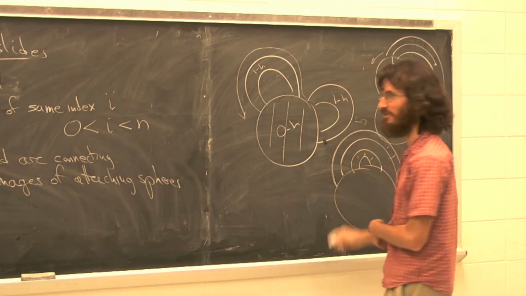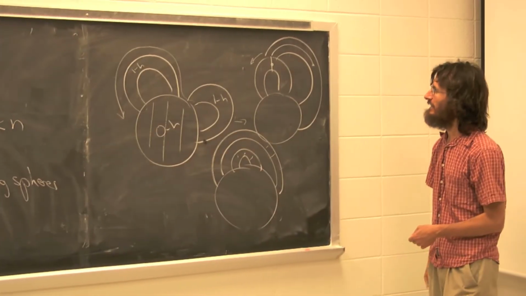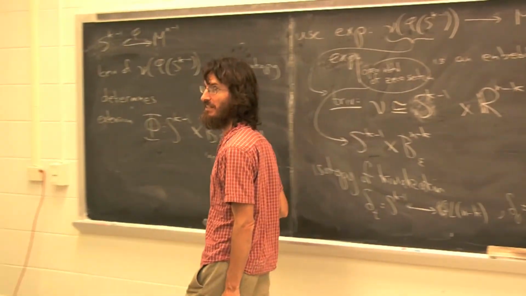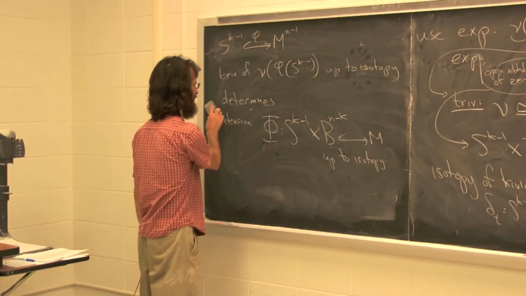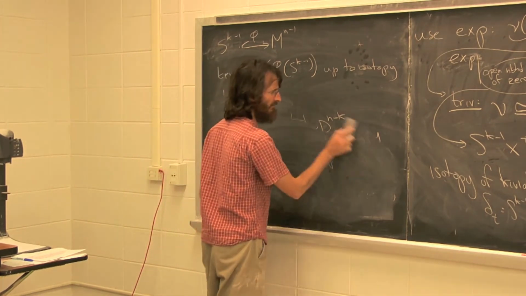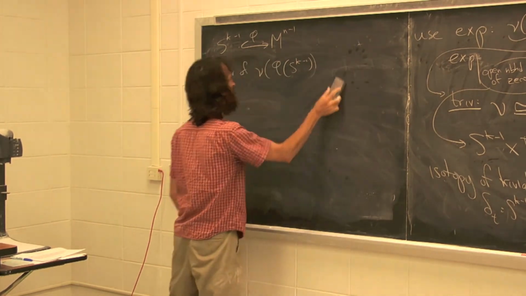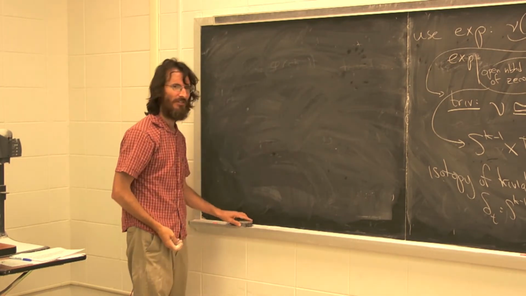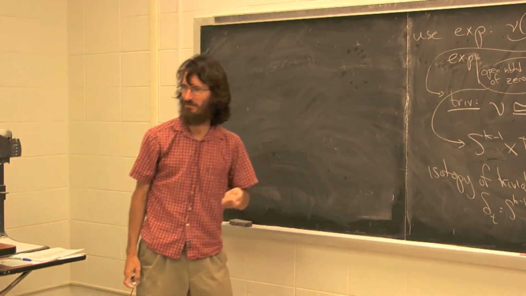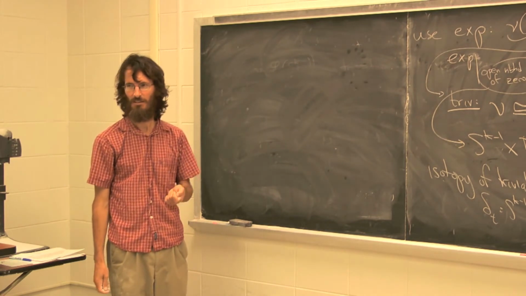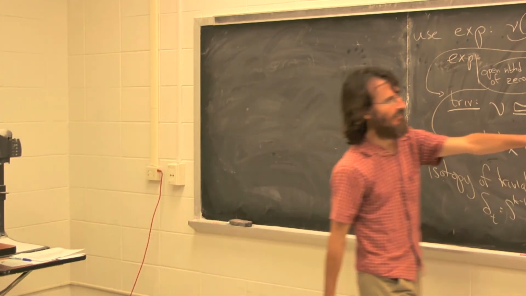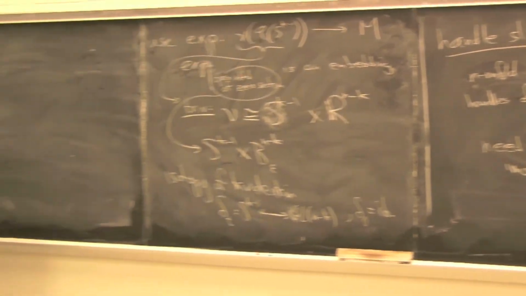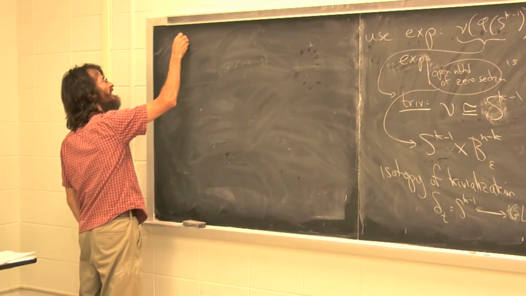Very sloppy picture, but you know it, right? Okay. So one-handle slides are pretty easy to visualize. The two-handle slides are the hard ones, and beyond that, I'm not going to even talk about it. First of all, for a 2-manifold, it doesn't make sense to talk about 2-handle slides because of this thing. You've got to be between the minimum and the maximum dimension. So we'll do 2-handle slides for h = 3.